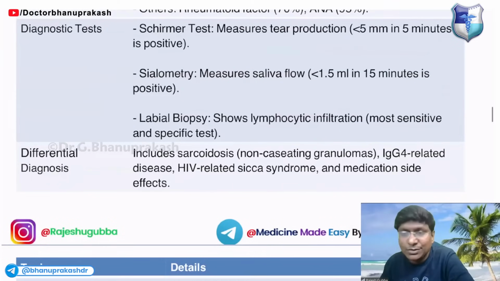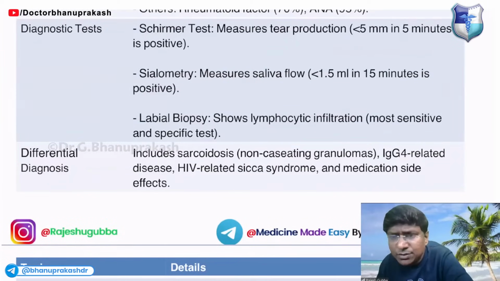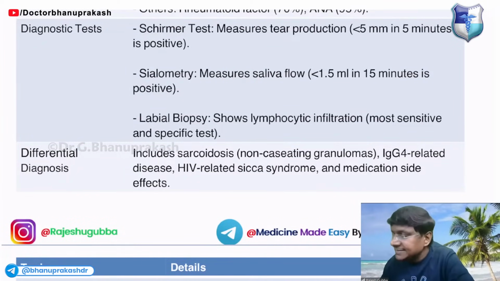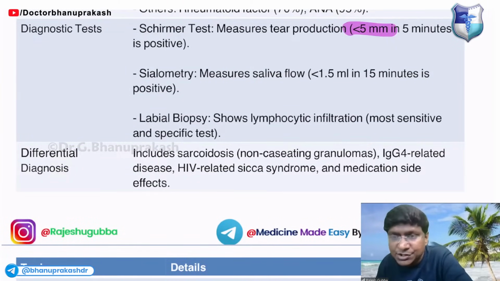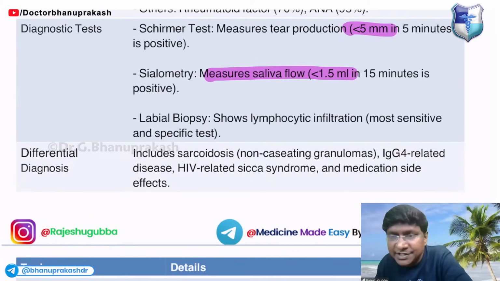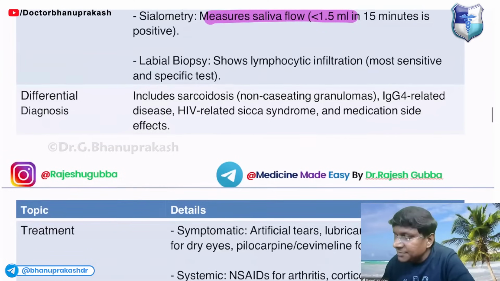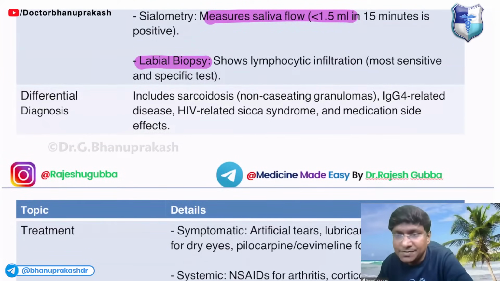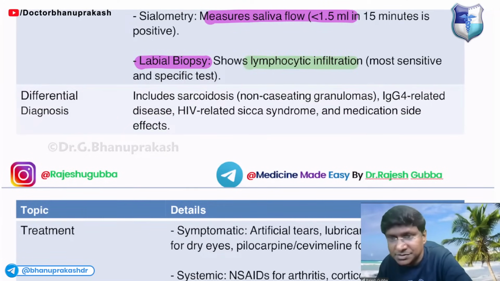So how will you diagnose this? Diagnosis is by your Schirmer's test that will demonstrate the tear secretion is reduced. Sialometry will demonstrate the salivary secretion is reduced, right? Salivary secretion less than 1.5 ml in 15 minutes is considered to be positive. And the confirmation can be done by the labial biopsy. Labial biopsy will show you lymphocytic infiltration, which is the most sensitive as well as specific test for Sjogren's, right?